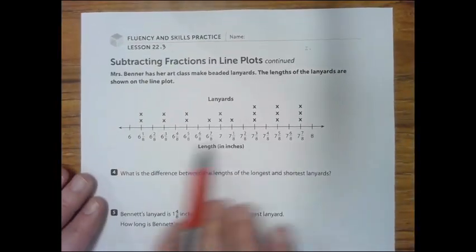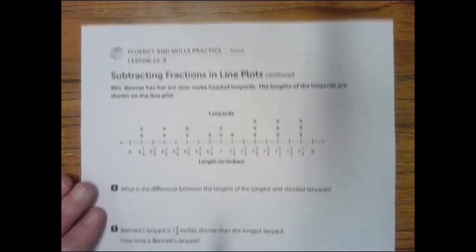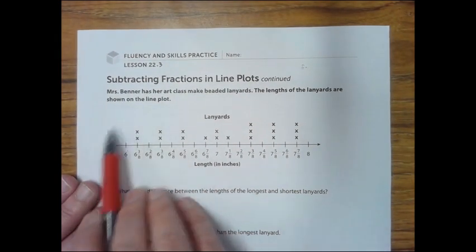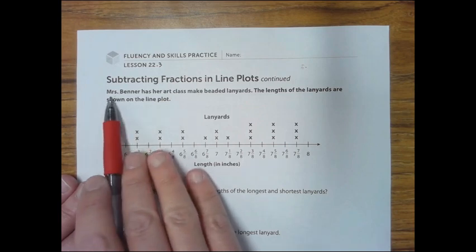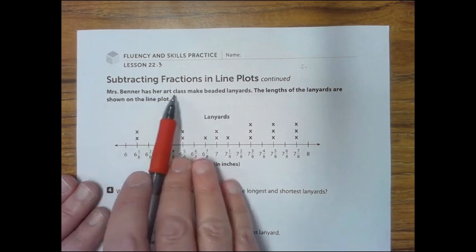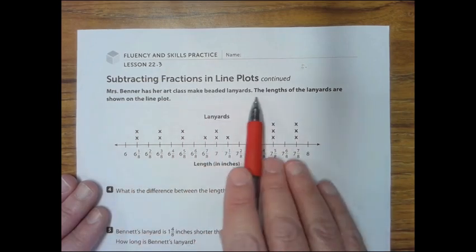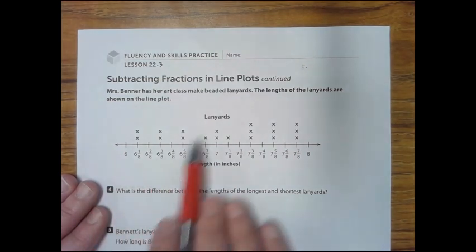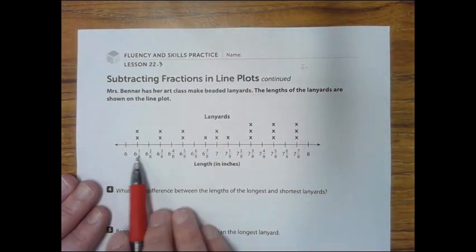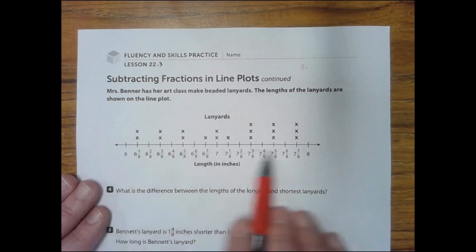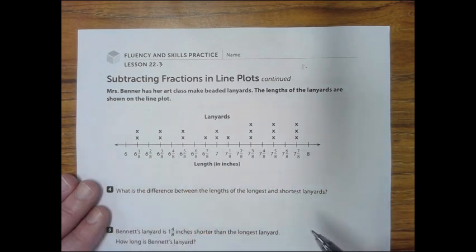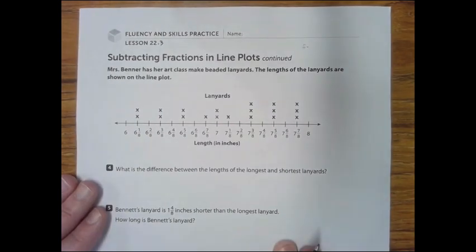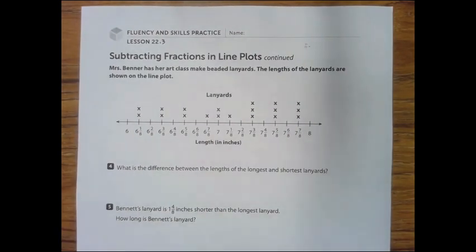So there's a brand new line plot back here with some more questions. So before I send you off to do that on your own, let's go through what this line plot is showing. So Miss Benner has her art class make beaded lanyards. The lengths of the lanyards are shown on the line plot. So these are lanyards, and these again are the length of the lanyards in inches. Okay, and there's some questions on that. So go ahead and take a minute to do that, and we'll go over the answers in a minute.